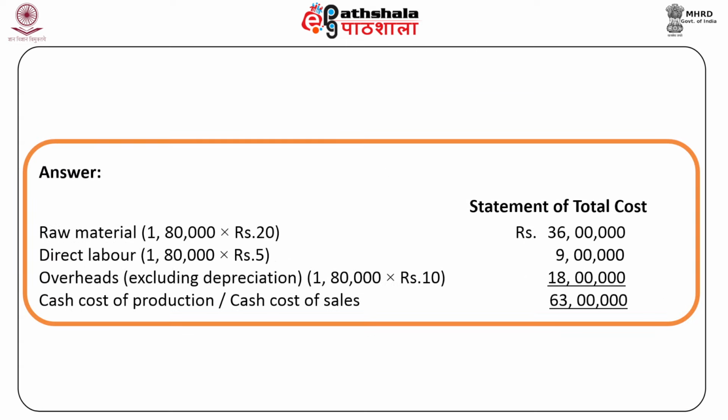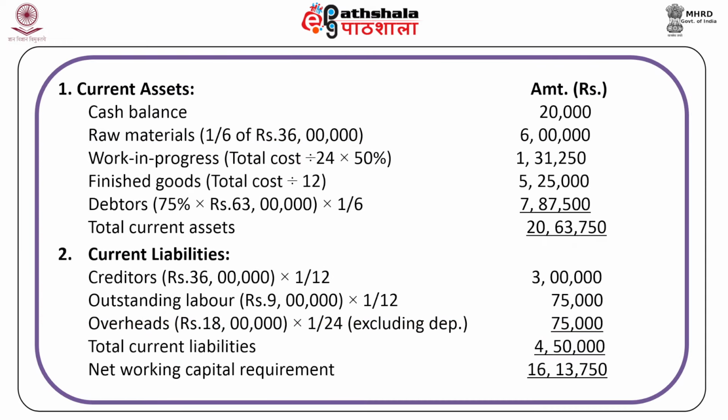Now let's look at the answer. Statement of total cost. Raw material requirement is 1,80,000 into 20, that is 36 lakhs. Direct labor 1,80,000 into 5, 9 lakhs. Overheads excluding depreciation is 1,80,000 into 10, 18 lakhs, and cash cost of production or cash cost of sales is 63 lakhs, which is the total of the above 3. Now let's work out the statement of working capital requirement.